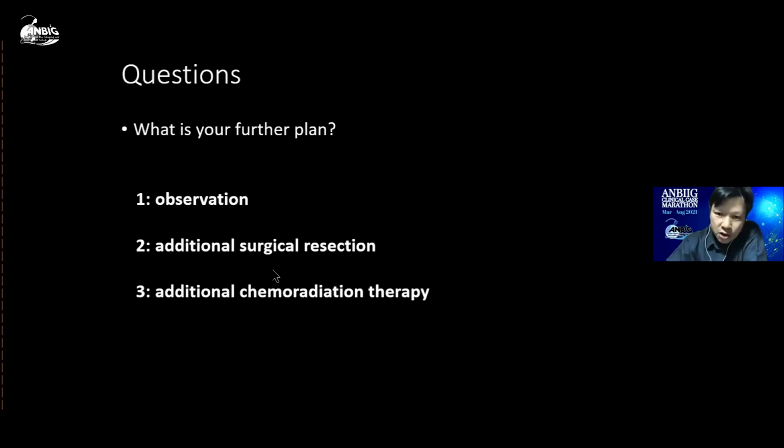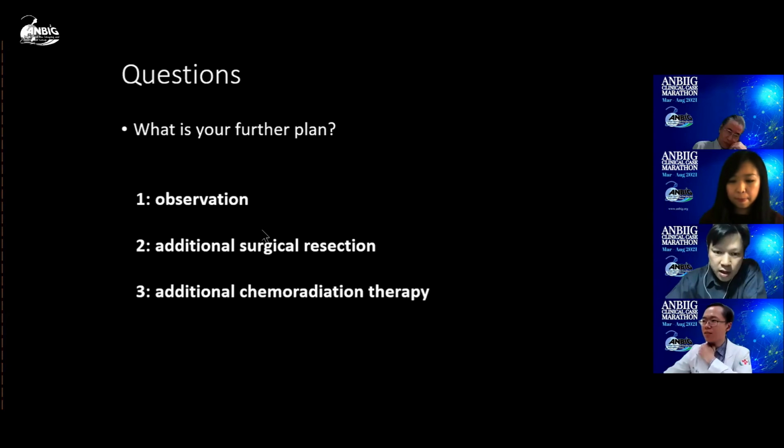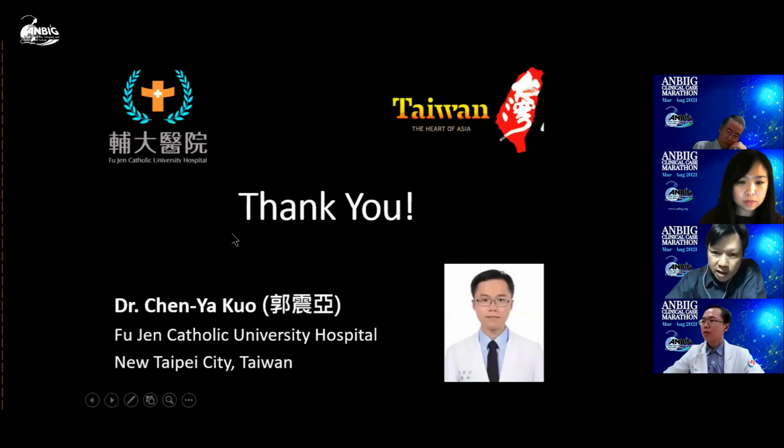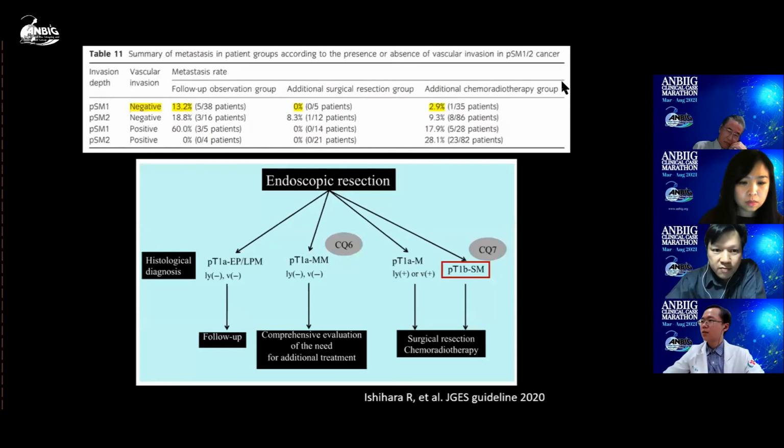According to the new guideline from the Japan Esophageal Society, when cancer has invaded the submucosal layer, although there is no lymphovascular invasion, the risk of metastasis, lymph node metastasis, is still high. So they suggest adjuvant treatment, including surgical resection or chemoradiation. Because this patient did not have any symptoms, I think most patients won't receive the esophagectomy.